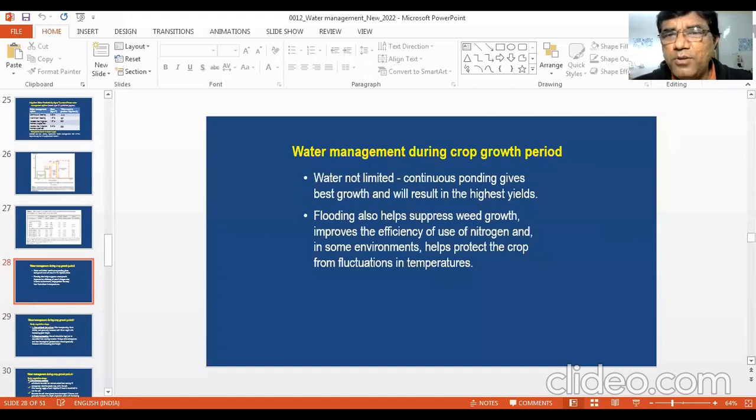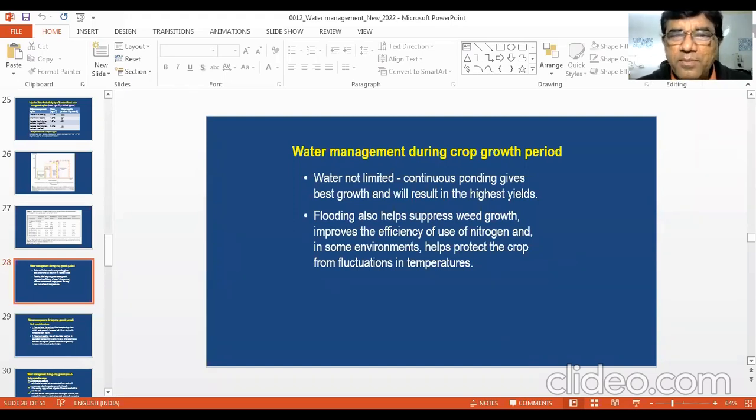Water management during crop growth period. Now, how to manage the water under crop growth period? There are different periods of crop growth. If you remember, vegetative phase, reproductive phase, and ripening phase. So if your water is not limited, there is sufficient supply of water, you have huge water, then continuous ponding or flooding gives best growth and will result in the highest yield. So this is the conclusion.